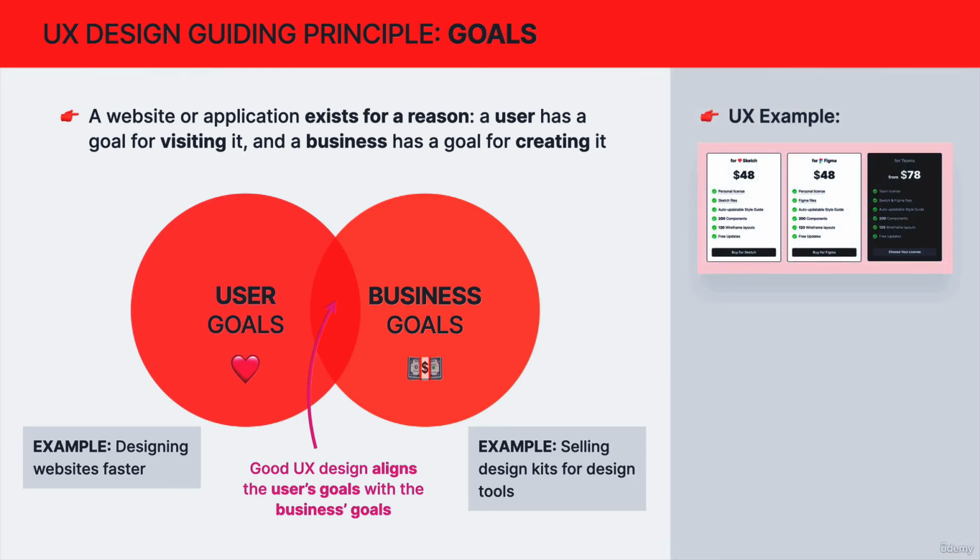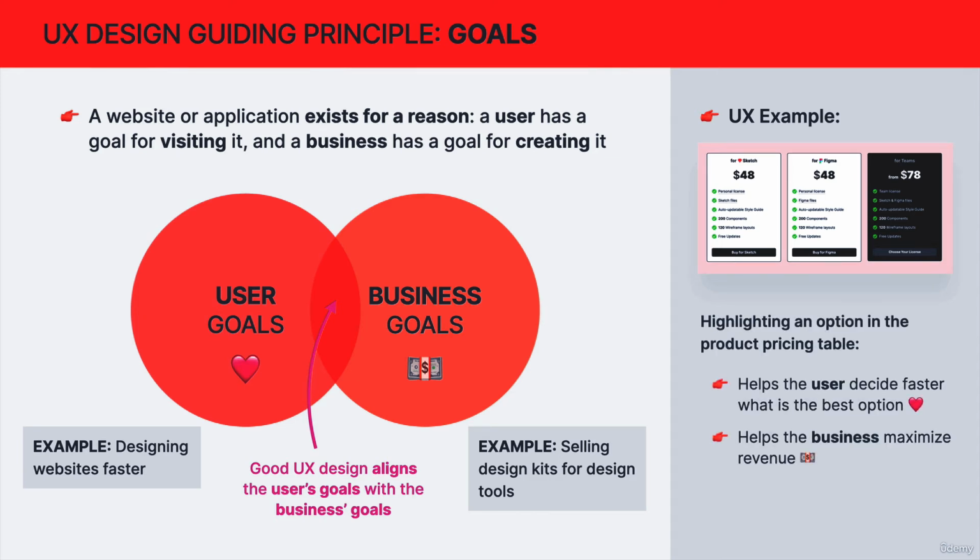Now, one extremely common example that you will see all the time is to highlight one option in a pricing table like this. And the designer does that because it makes it easier for the user to decide which is the best option to choose, and on the other hand, it helps the business maximize their revenue, because usually the option that is highlighted is the most expensive one, or also the one that they know will sell the best and make them the most money. So again, here the user has the goal of quickly deciding which is the best option, while the business, of course, has the goal of maximizing revenue. And so here the user's goals seem to be aligned with the business goals. So this, I would say, is good UX design.